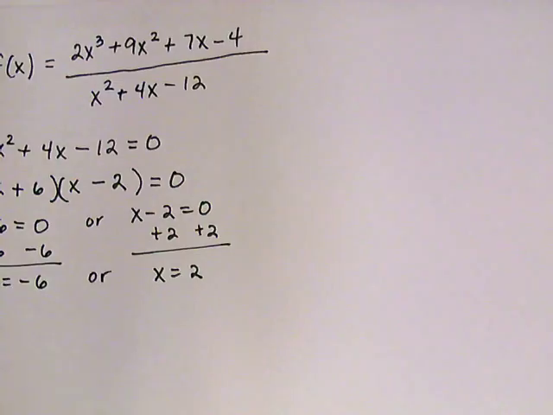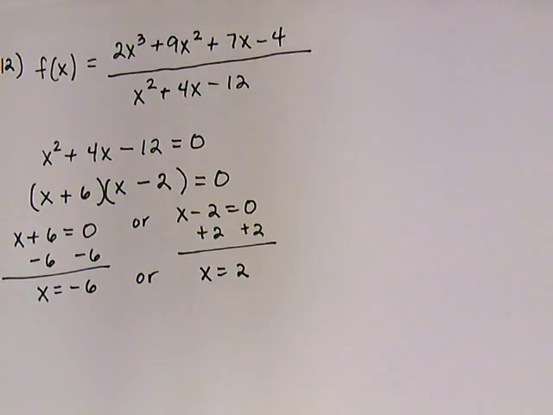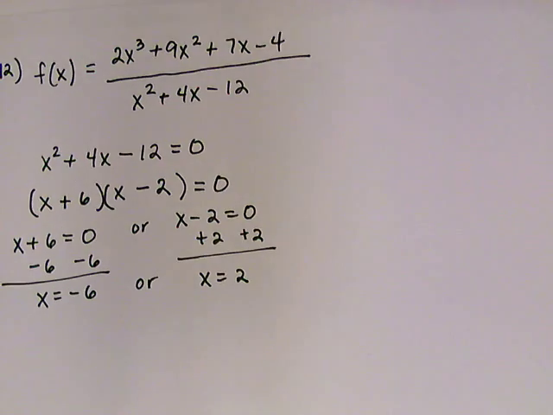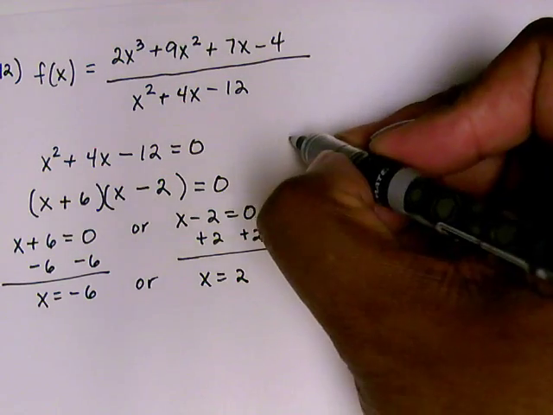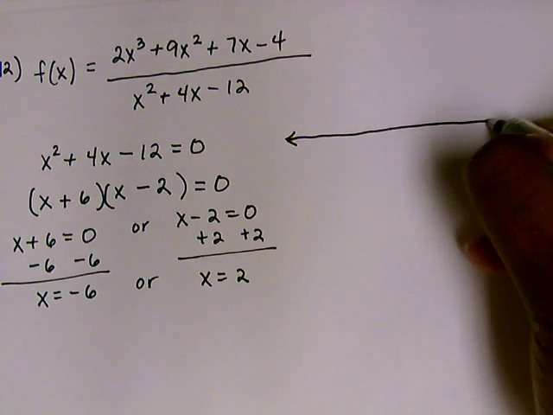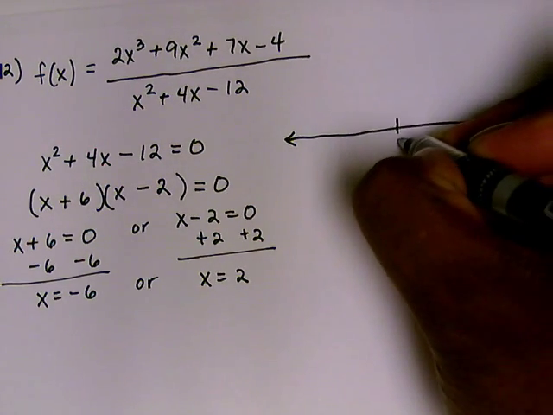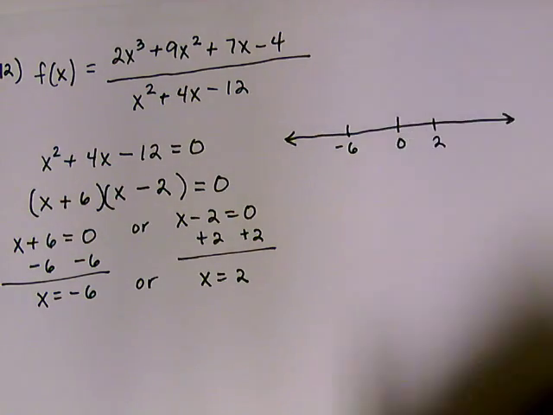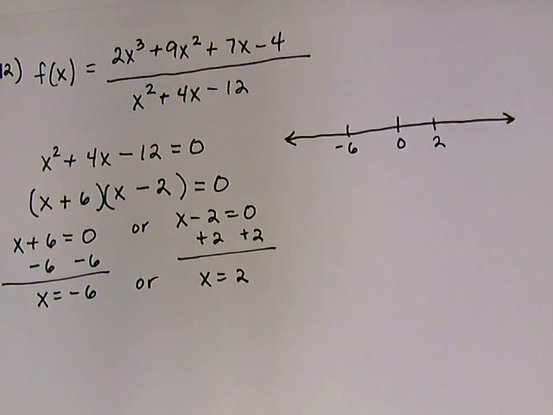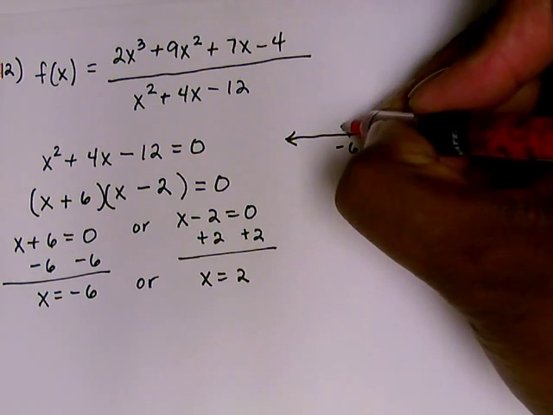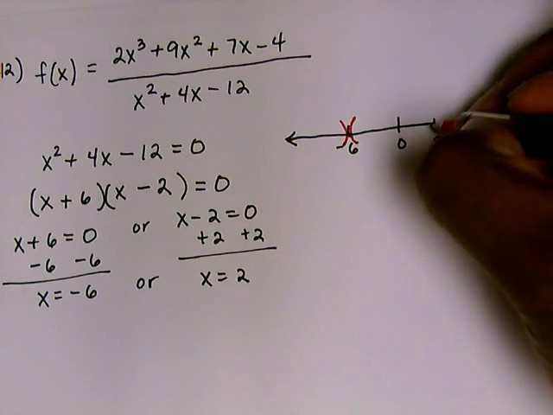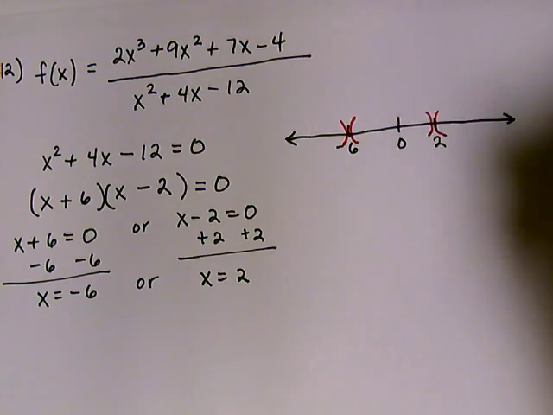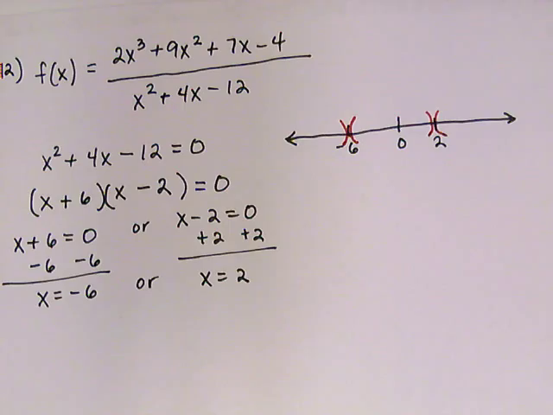Now on the test you'll be required to write this in interval notation. At least write your domain in interval notation. So I'm going to draw a number line so that way you'll see how to write this in interval notation. -6 will be on the left and 2 will be on the right. Okay. Now at -6 we know we're going to have a 0 here, and at 2, we're going to have a 0 there. So I'm drawing parentheses around the -6 and the 2.